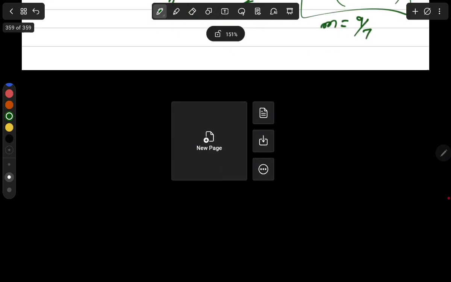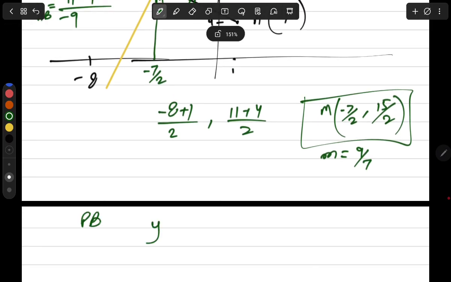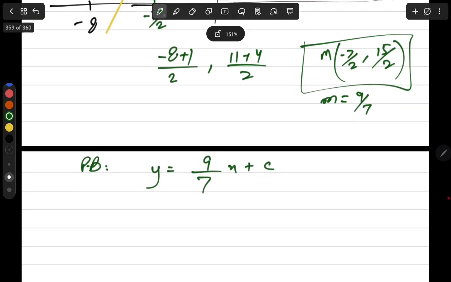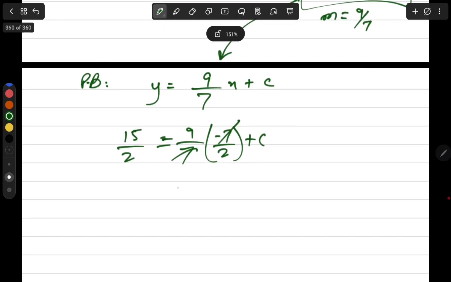So if we have to find the equation of a line, this perpendicular bisector equation is going to be y equals m, which is 9 upon 7, x plus c, we don't know what c is. So we are going to plug in this midpoint which this perpendicular bisector is passing through. So y is 15 upon 2, 9 upon 7, x is minus 7 upon 2, plus c. So 7 cancels 7. So this is minus 9 upon 2. So it becomes plus 9 upon 2 here.